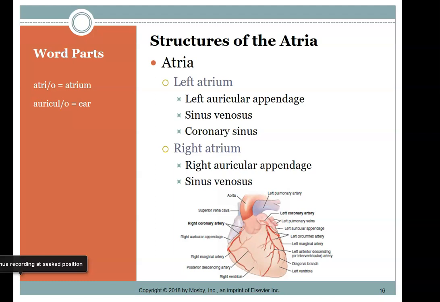The sinus venosus is an embryonic structure that holds blood as it returns to the heart. Later, it becomes part of the right atrium, while on the left, it becomes the coronary sinus and the oblique vein of the left side of the heart. The word parts: atrio is atrium, and auriculo is ear.